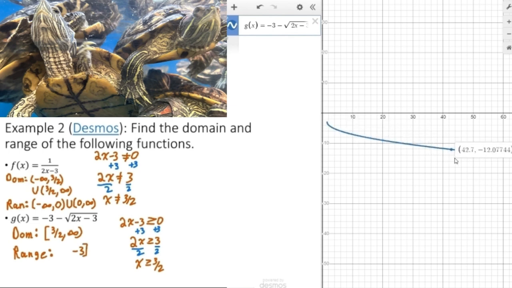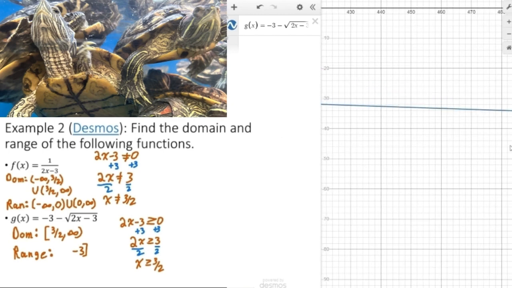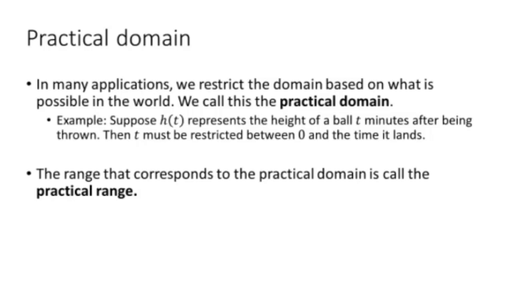Now, is there a lowest value for this function? Well, no, because if you continue to trace right, you can see that it keeps going down forever and ever. Granted, this descent is very slow, but it does drop forever. So our range would be all numbers less than or equal to -3, which we would represent with the interval (-infinity, -3].